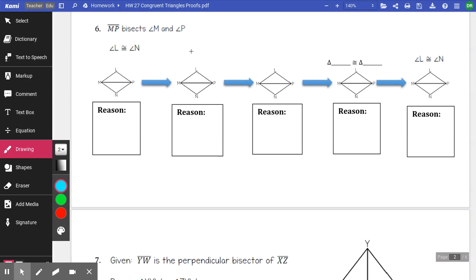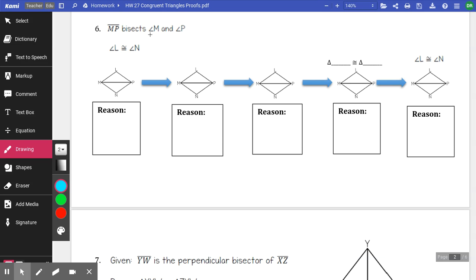In this proof, we have another case of not just showing that two triangles are congruent, but applying that further to then say that two angles are congruent afterwards. In our given information, you see we have that keyword bisect again, meaning to split into two equal parts. We have a segment MP running through our diagram, and it is bisecting two different things.